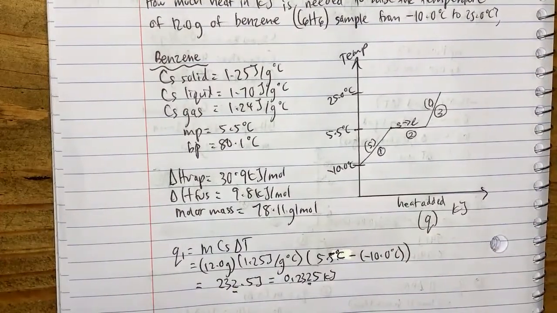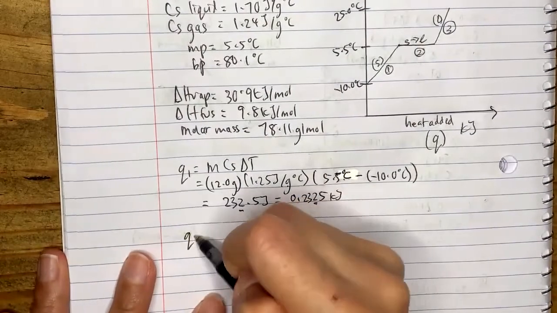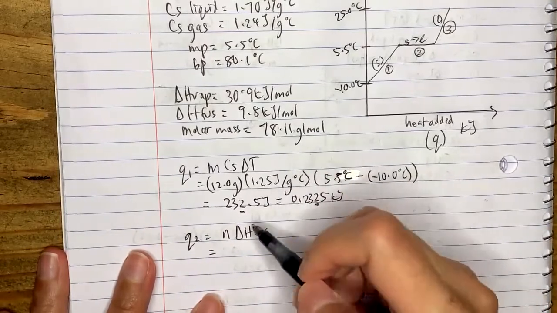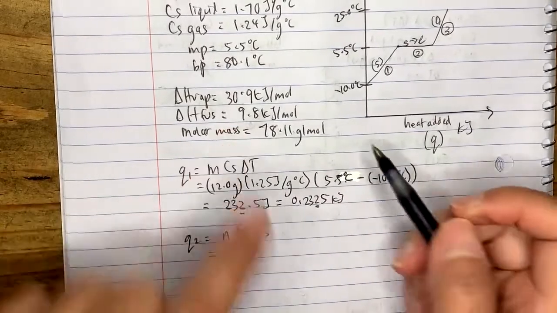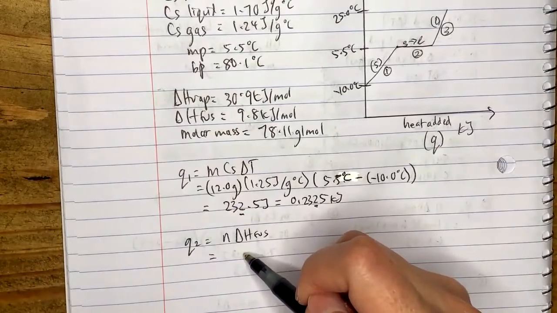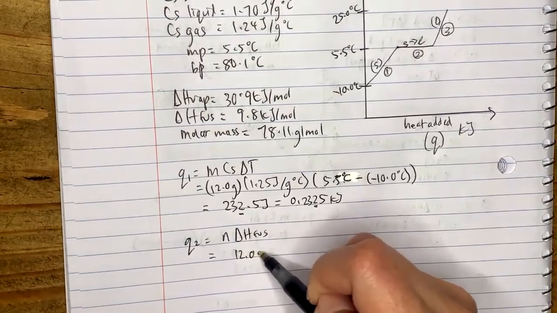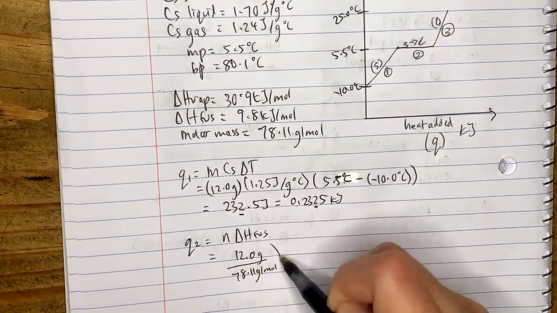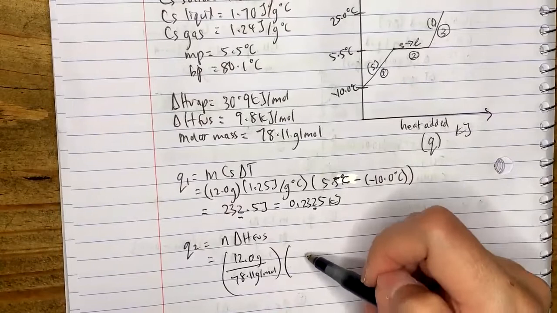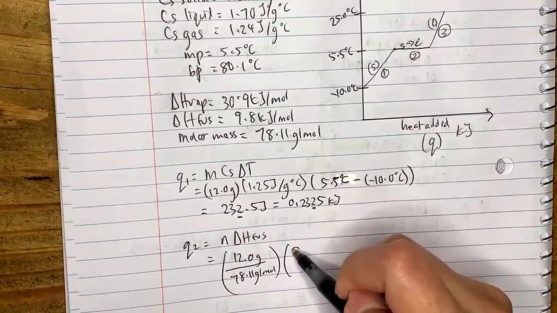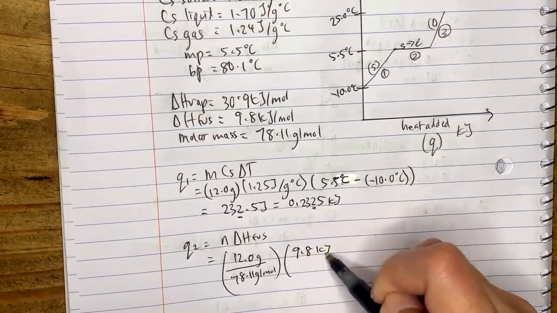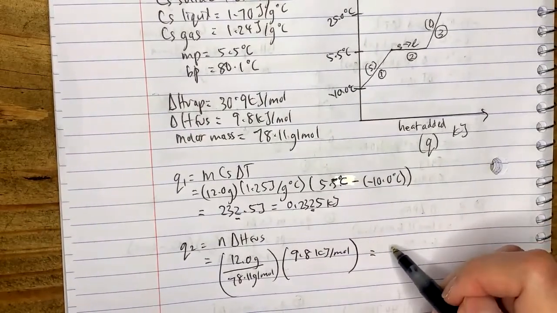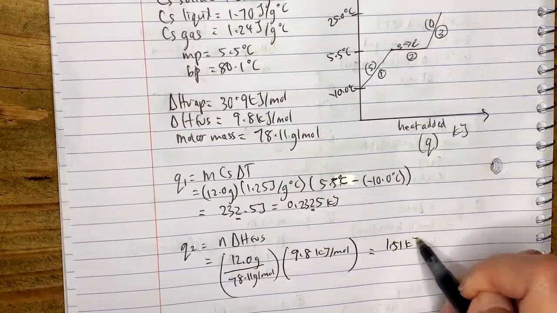Okay, so let's keep going. We got the step 2 is N times delta H fusion, which N here, we get the molar mass and we have 12 grams of it. The moles is 12 grams over 78.11 grams per mole. Agree? So that's how you can get moles of benzene. And then delta H of fusion will be, in this case, given as 9.8 kilojoules per mole. Okay, so my answer over here you're going to get is 1.51 kilojoules.